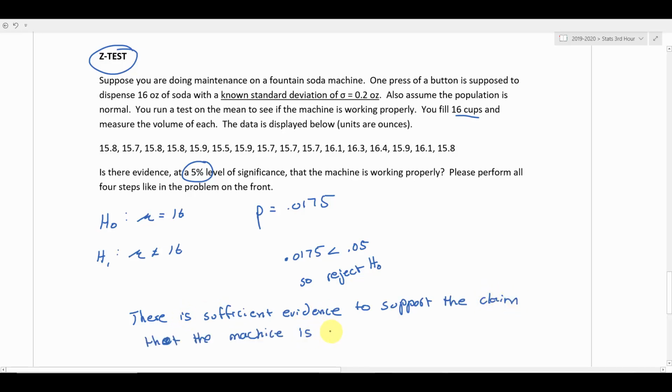Okay, and you could word that a little bit different. You could say support the claim that the machine is malfunctioning, that the machine is not working properly. But we're essentially trying to say that the machine is not working the way that it's supposed to. We have the evidence to support it right here. Okay, so that's a z-test and a t-test on a mean, going through the whole process, and also looking at how the calculator can help us out with this as well.